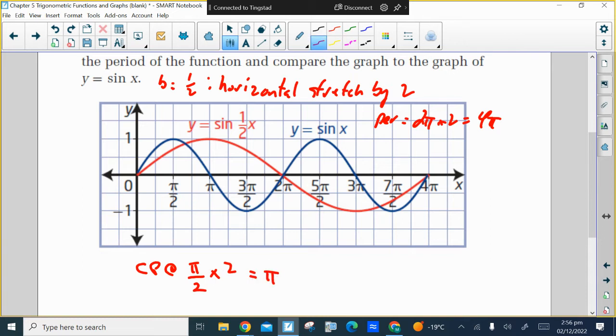And if we look at this graph, it starts in the middle heading upwards. The first critical point is our maximum. That's pi radians away. The next one, back to the middle, another pi radians. Another pi takes us to the minimum, another pi back to the middle. So it fits. Because our b value was 1/2, it was horizontally stretched by a factor of 2. So the period was doubled and the critical points were doubled.